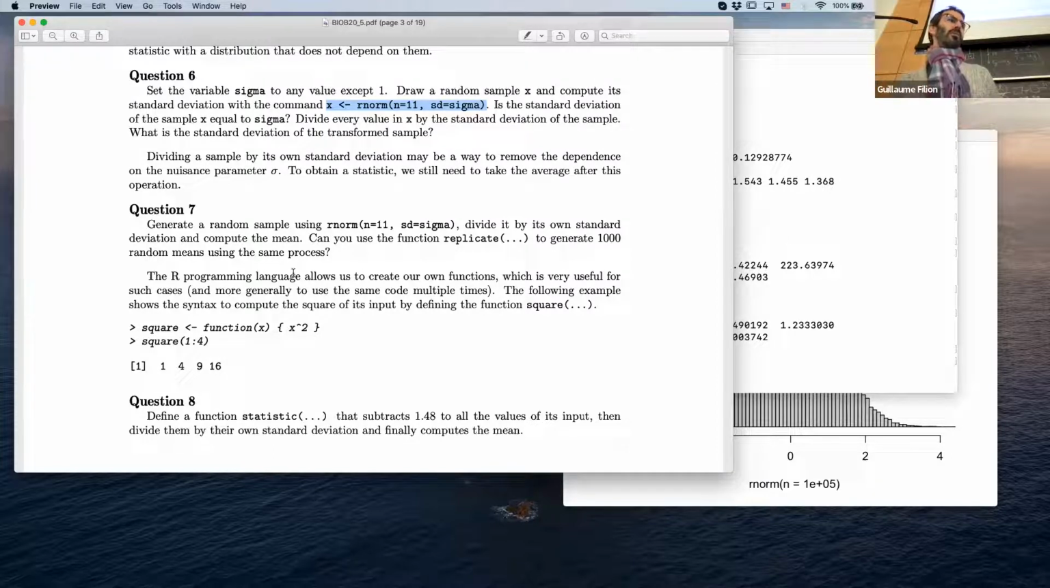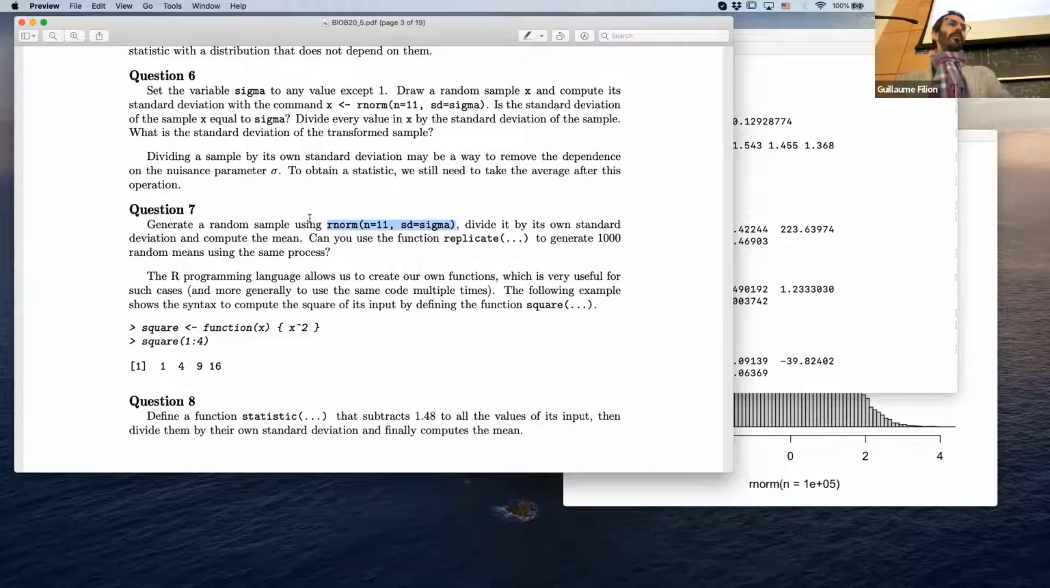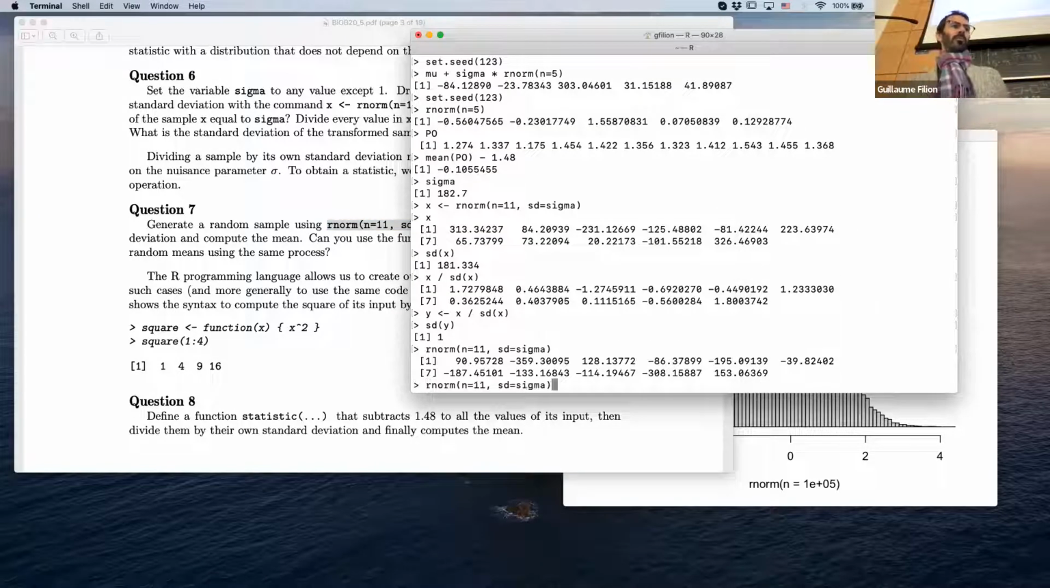So here we go, step by step. Random sample using rnorm n equals 11, SD equals sigma. That's easy enough, copy paste. Okay, so I got 11 numbers. My sigma is pretty large, like 182, so that's why the numbers fluctuate quite a lot. Maybe we give it a name. I'm going to call it X again. So that's my new sample.